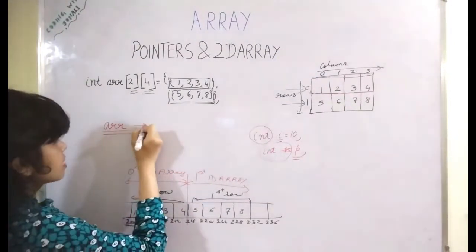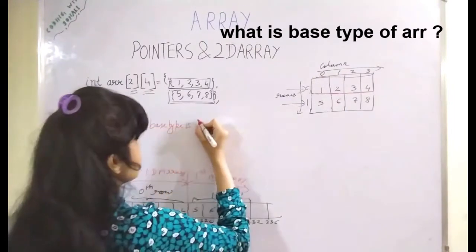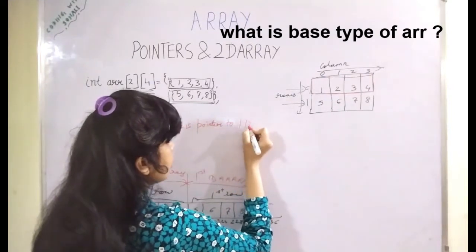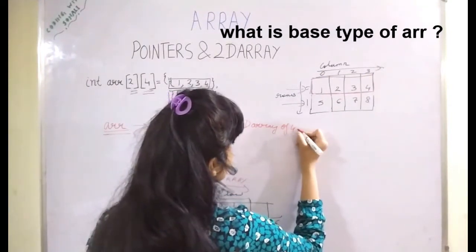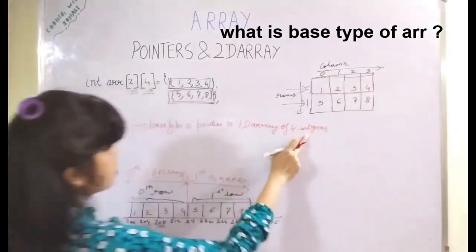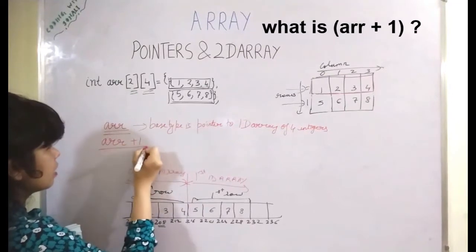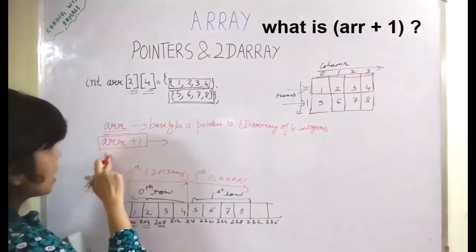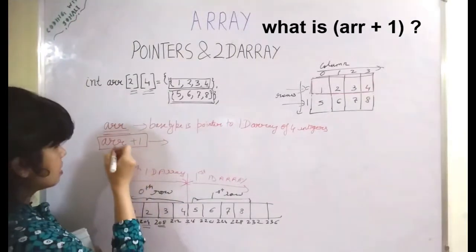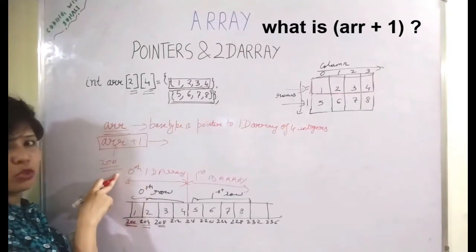Now what is the base type of it? The base type, let me write here, is a pointer to a 1D array of 4 integers. This is a 1D array: 1, 2, 3, 4, 4 integers. If I do ARR plus 1, what will be the answer? ARR plus 1. This ARR has the value, the address 200.